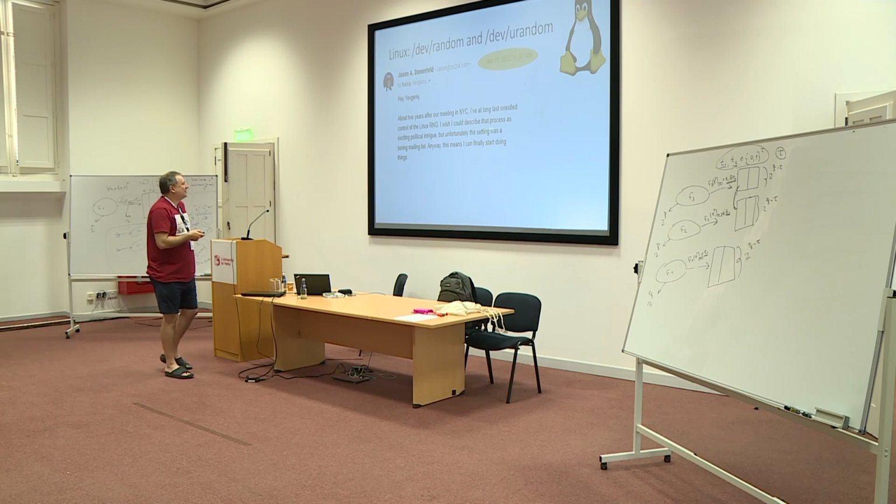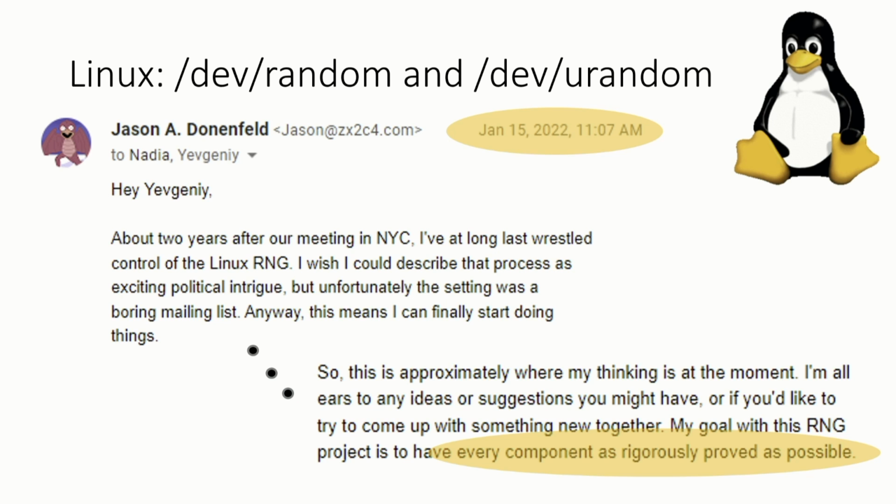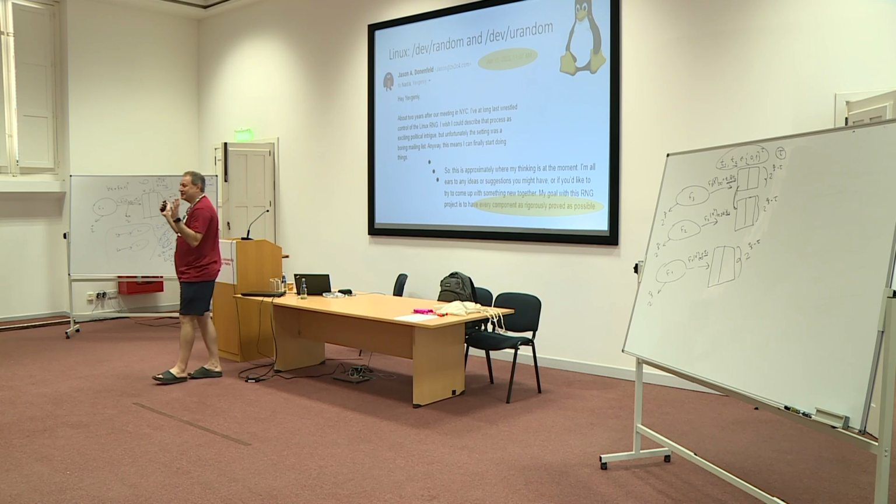And he eventually wrestled control of Linux RNG. I don't want to describe the process. But then he writes basically 5 pages of what he's currently thinking about it, very, very detailed, and he concludes, so this is approximately my thinking at the moment, but I'm all ears for any suggestions you might have, or if you'd like to try to come up with something new together. My goal, and this is an important thing, my goal for this project is to have every component as rigorously proved as possible. So I think it's great progress from this security by obscurity, at least.